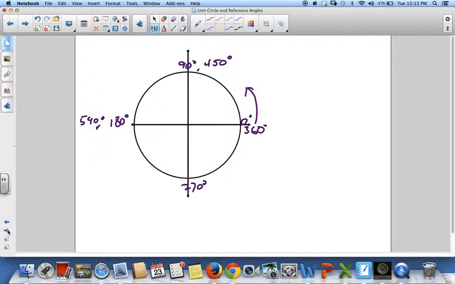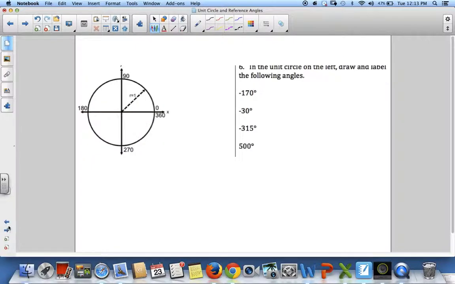Okay, now sometimes the angles are written a little differently. For instance, in this one we have negative 170. So just like with the number line, when we had a number line and that was 0, 1, 2, 3, this is negative, this is positive over here when we go this direction, and negative over this direction.